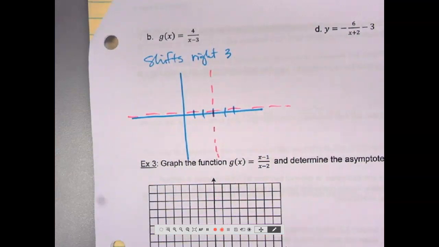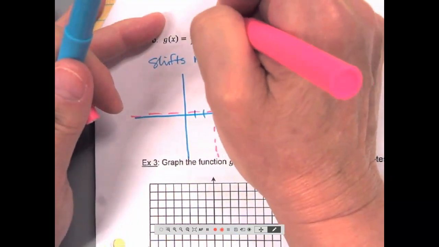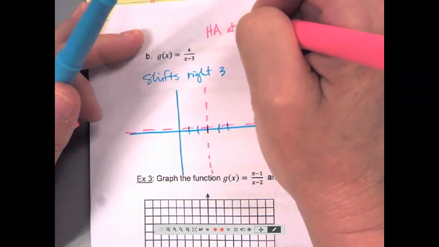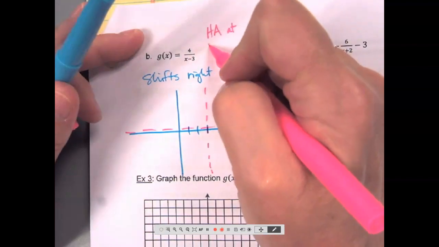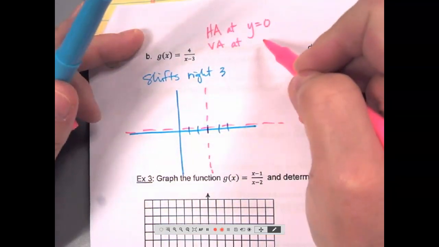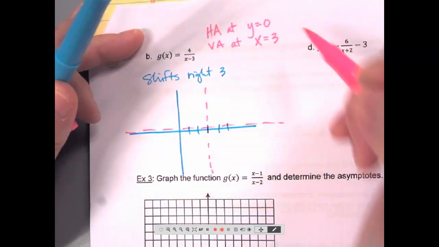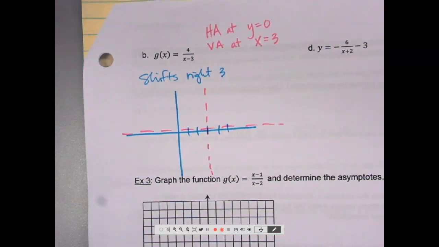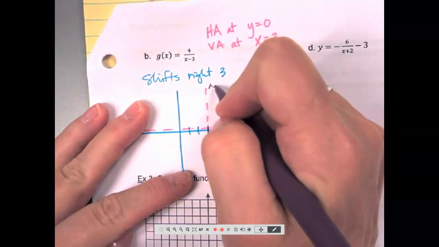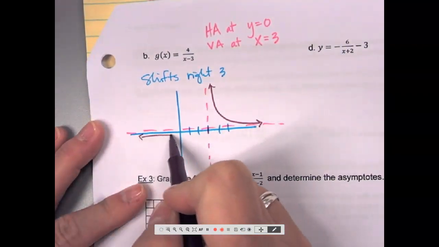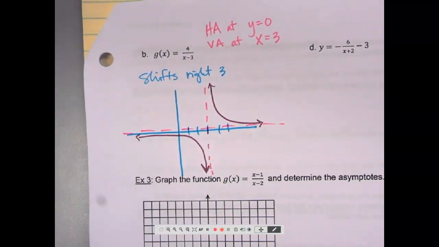Okay, so what are those asymptotes? Horizontal asymptote at y equals 0. Vertical asymptote at x equals 3. Okay, so we got the shift, we have the asymptotes identified, and now we will just sketch the curve. It's still kind of in that first and third quadrant. We just have to stay within these asymptotes.